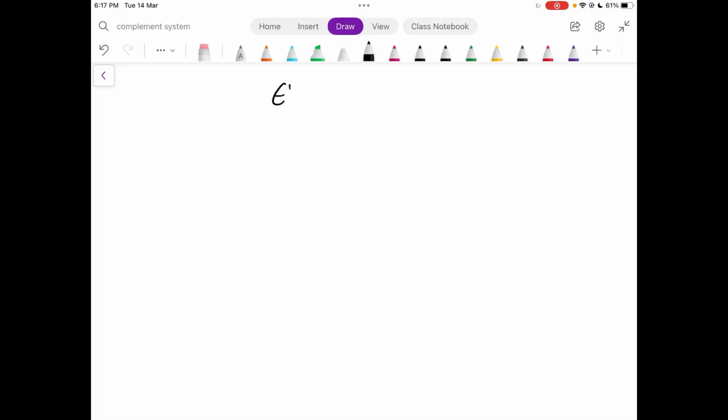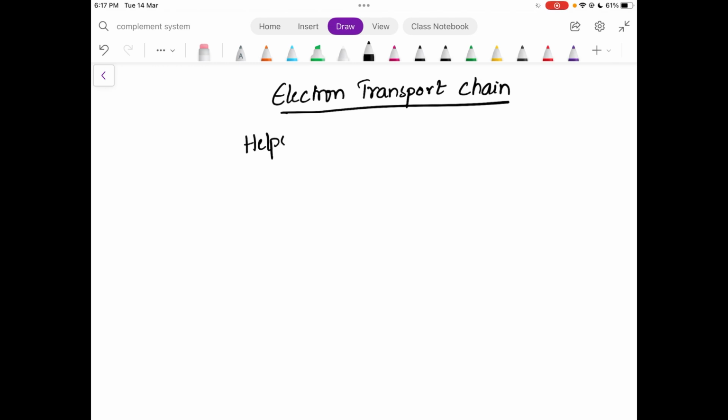Today we are going to discuss electron transport chain. Electron transport chain. What is the use of this electron transport chain? It helps in synthesis of ATP.